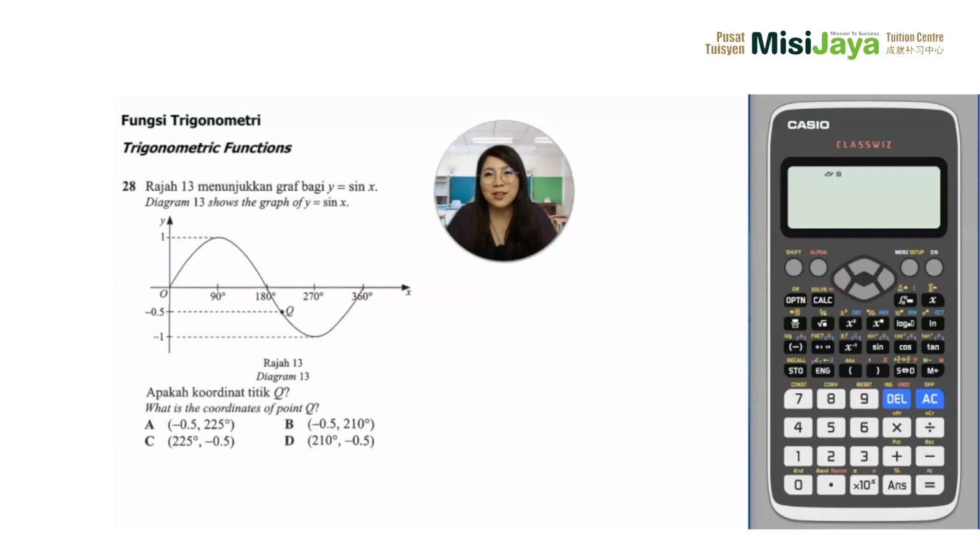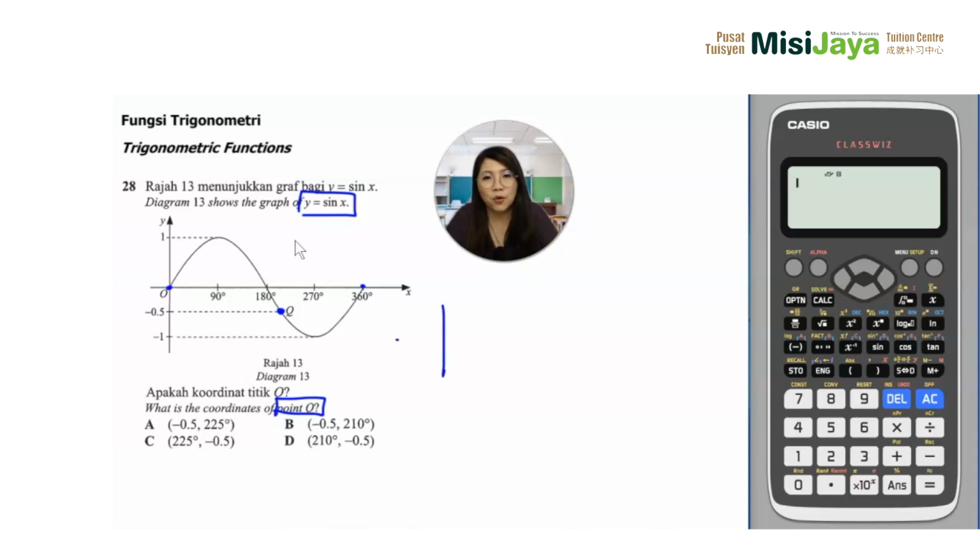Let's look at question number 28. This question is on trigonometric functions. Diagram 13 shows the graph of y equals sine x, from 0 to 360. This is the graph of sine x. So what is the coordinate of point Q? Where is Q? Q is over here. So let's recap what we learned about trigonometric functions.